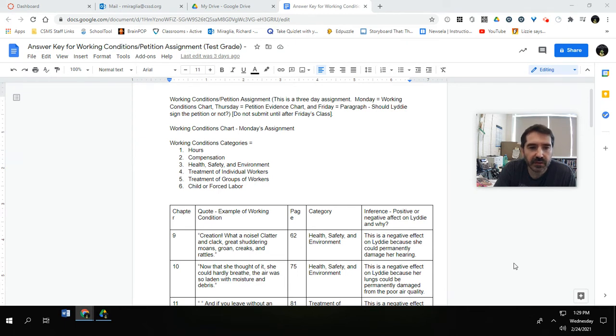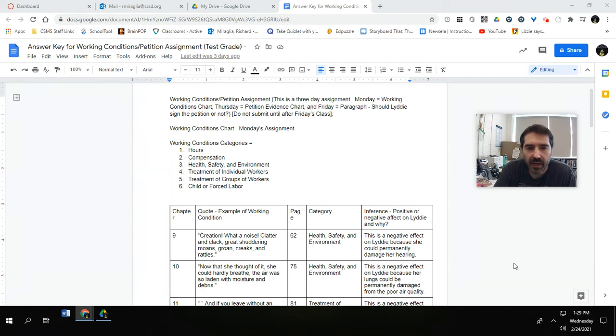On Monday, we worked on the working conditions chart. You can see part of it on the screen now. If you did not complete that chart, you can work on it now before you move on to part 2. If you go back to Monday's module items, there's a video there where I go over every single item that I put into the chart.